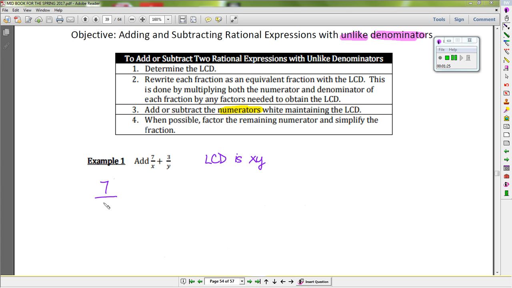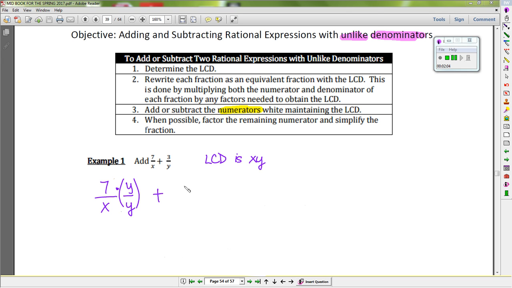Now I'm going to go back to each one of the fractions. So we have 7 over x. Now we have to rewrite them as equivalent fractions that have the least common denominator as the denominator. So we want to get xy, so therefore I have to multiply by y in the denominator. At the same time, I also have to multiply by y in the numerator. So in this case, I'm just going to put 1 on top.